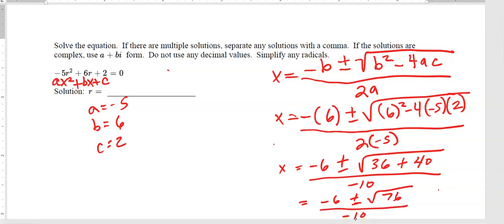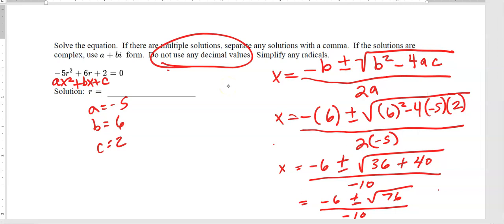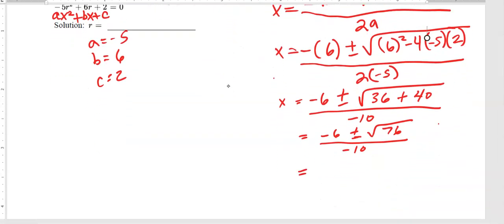Okay? Our directions say do not use any decimal values. So you don't want to put this in your calculator. Instead, you want to just simplify it. So we know this is -6 over -10. And then the square root of 76 over -10. So I can simplify this. This is going to be 3/5. And then I need to make sure that I can't simplify 76.